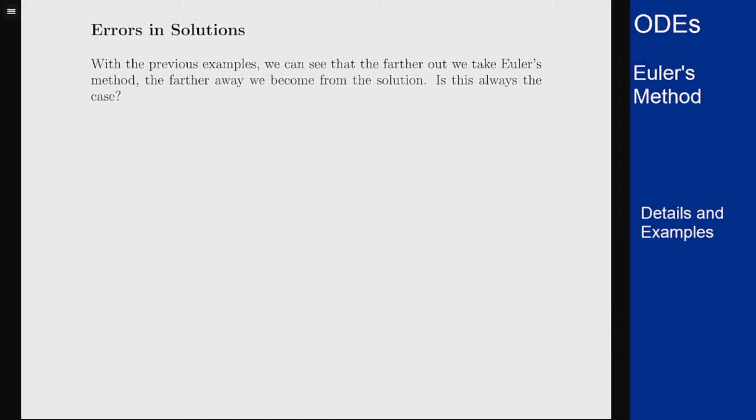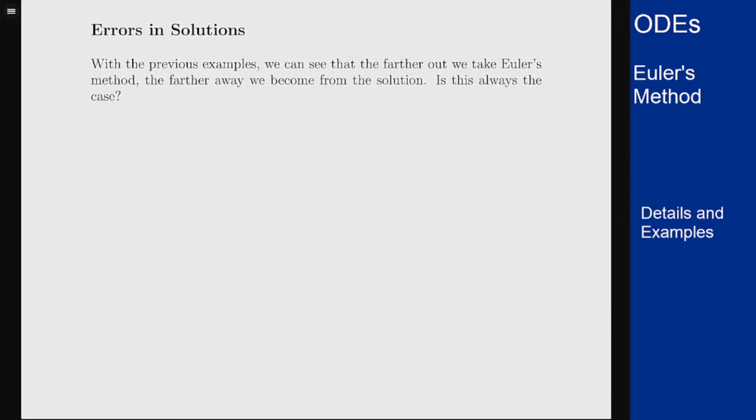In this video, we'll go into the errors that come about when using Euler's method for solutions, or approximate solutions, and sort of where they come from. So we saw that in general with the previous examples we've done, and with stuff that you will write out on your own, the farther you step away from the initial value, the further you get from the solution. In general, you're making errors at every step, so you're going to get farther away as time goes on. Is that necessarily the case?